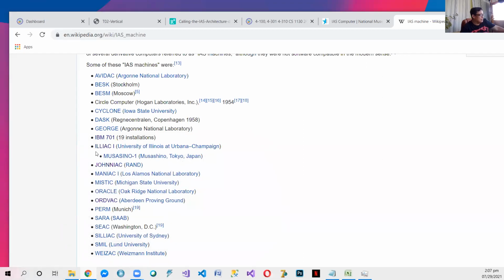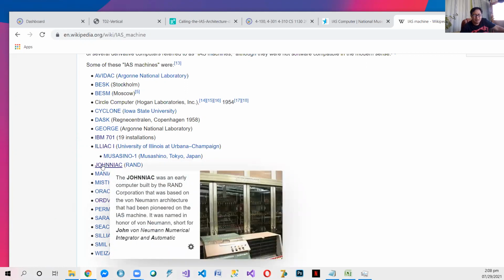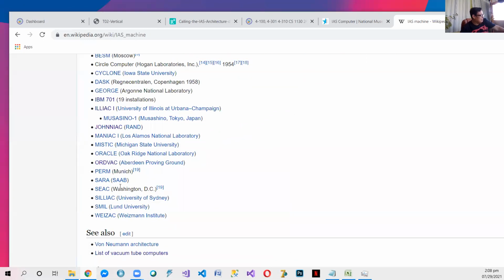ILLIAC also from the University of Illinois. And then Remington Rand, a company that makes adding machines, created their version of the IAS. They call it JOHNNIAC after John von Neumann, the inventor. John von Neumann Numerical Integrator and Automatic Calculator. Okay, JOHNNIAC. There's also SILLIAC from Washington, and many others.